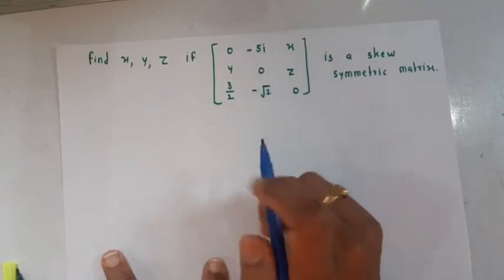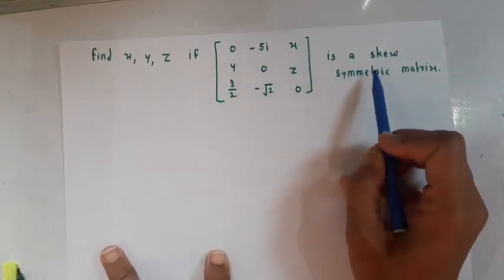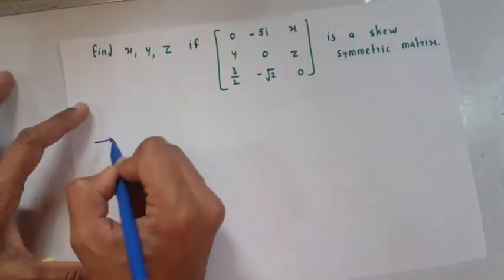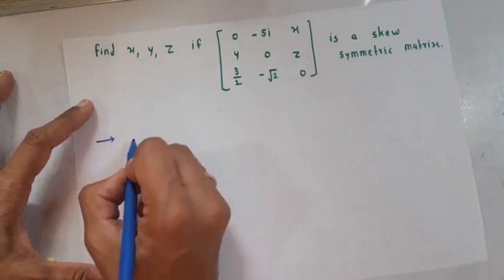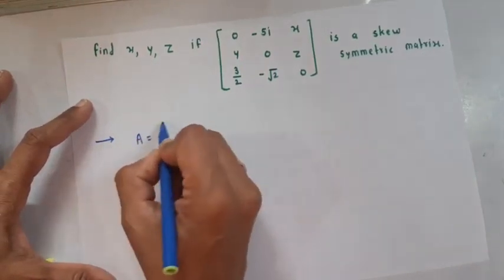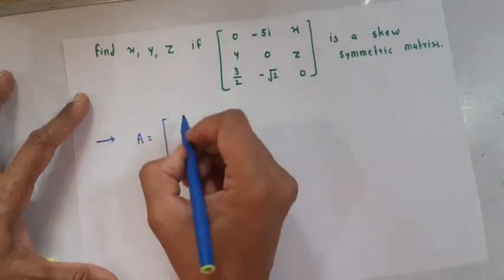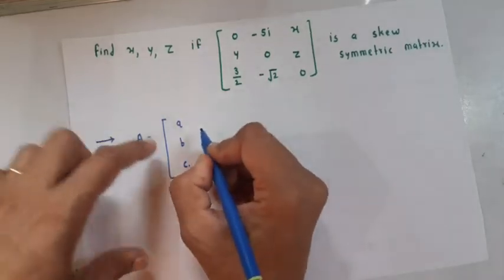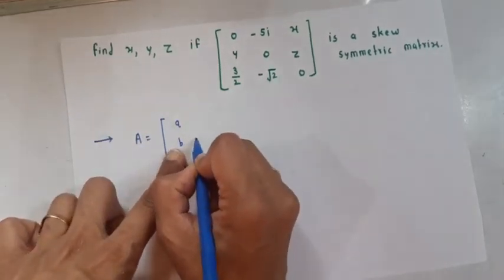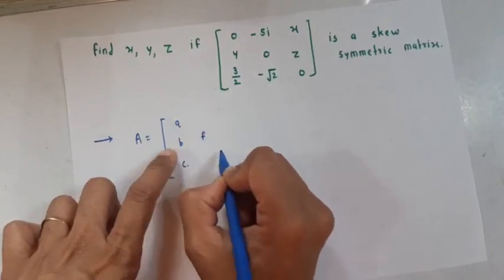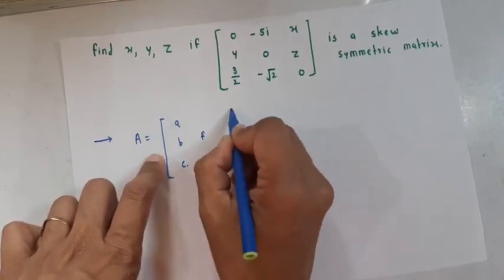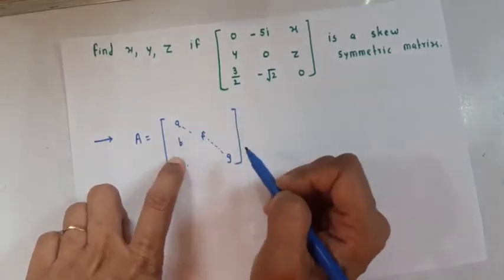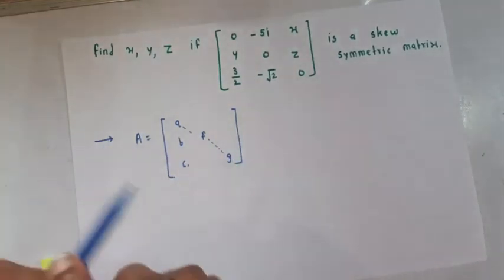Now the next problem is to find x, y, z if the given matrix is skew symmetric. So students, we know the property of skew symmetric matrix. Suppose this matrix A is skew symmetric. Then the elements, suppose A, B, C, and A, F, G, these are the diagonal elements. I have already explained that A, F, G are the diagonal elements.